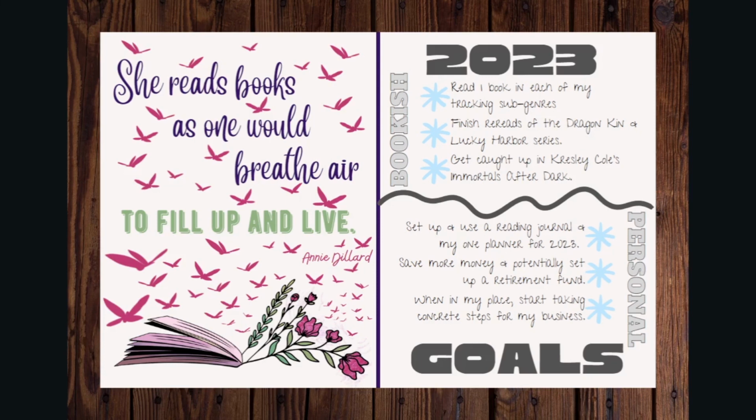So then I have my 2023 personal and bookish goals. First bookish goal is to read one book in each of my tracking sub-genres. Those are contemporary, historical, fantasy, sci-fi, and paranormal. And so far, so good. We are hitting it. I have been very conscious to pick up at least one of each book every month. And I am just really happy that I am able to complete that.